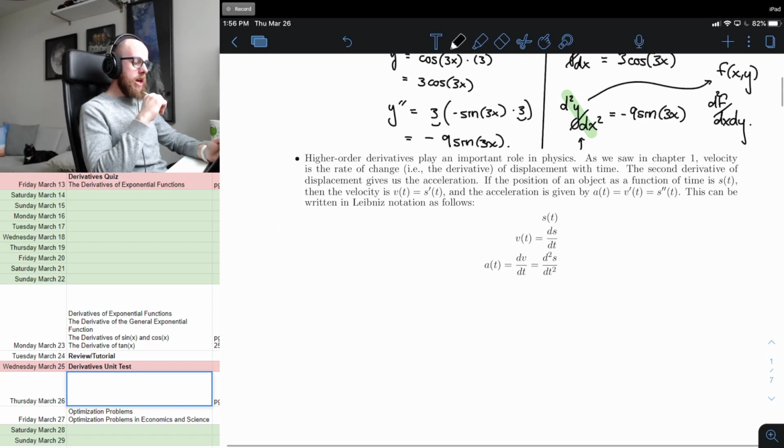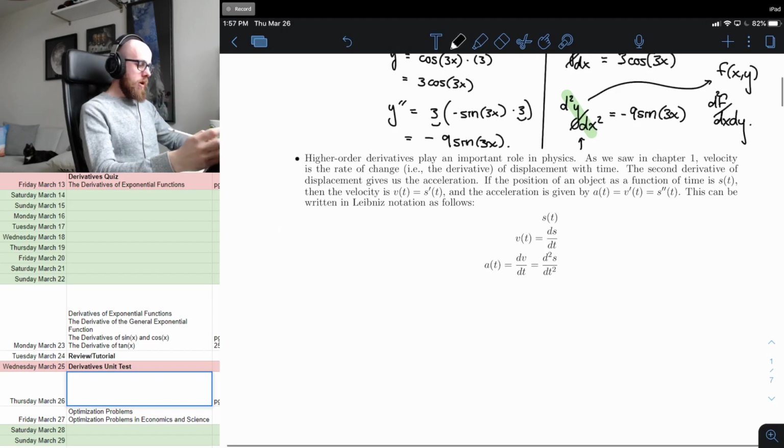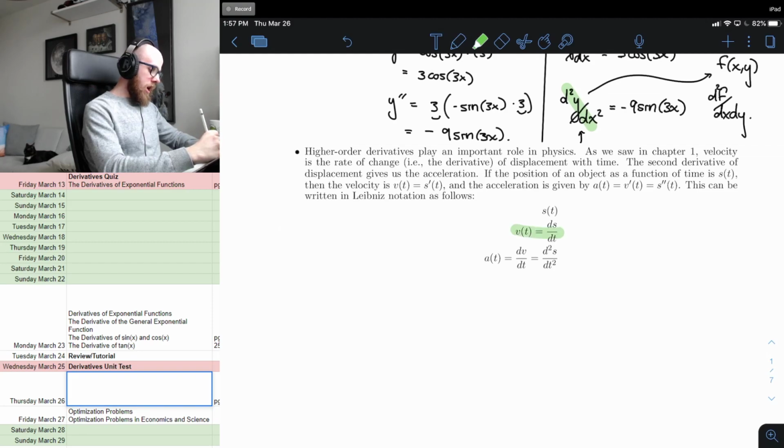Velocity is the rate of change of the position function with time, right? And then obviously we built up the concept of a derivative. So velocity is just the derivative of our position function with time. So that's where this formula came in.